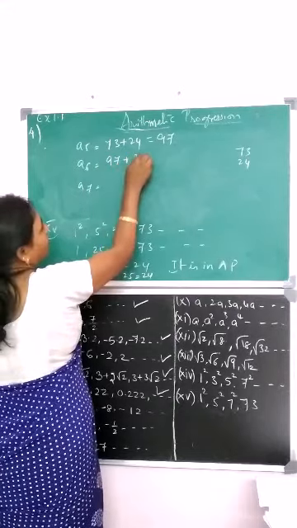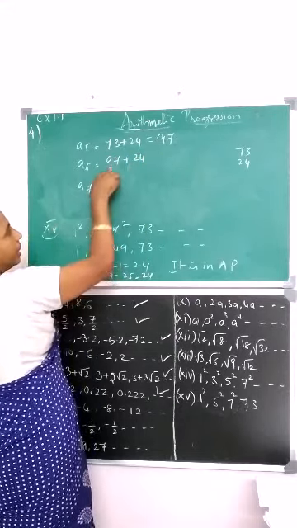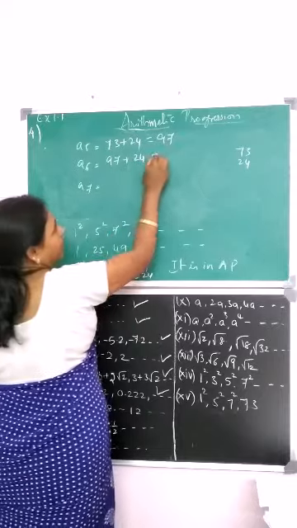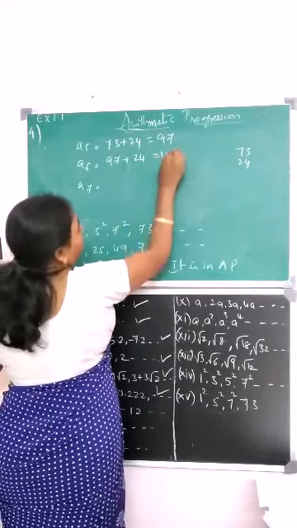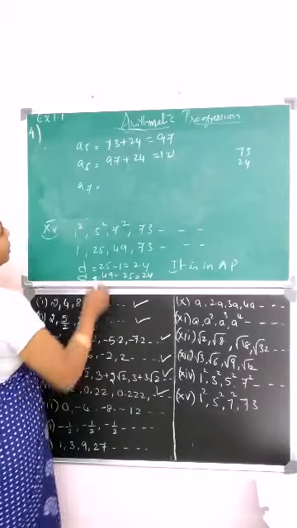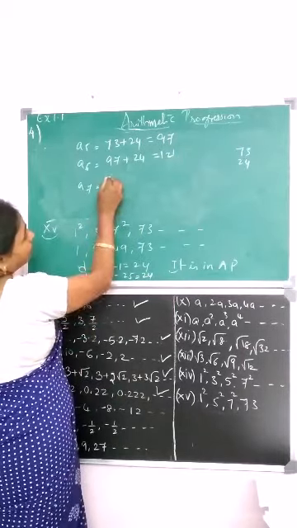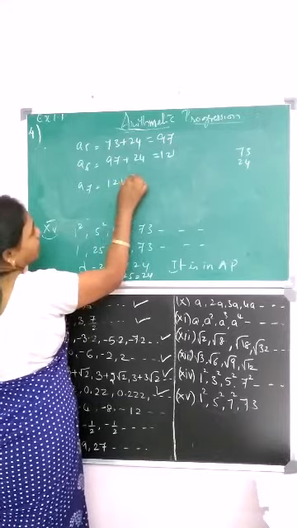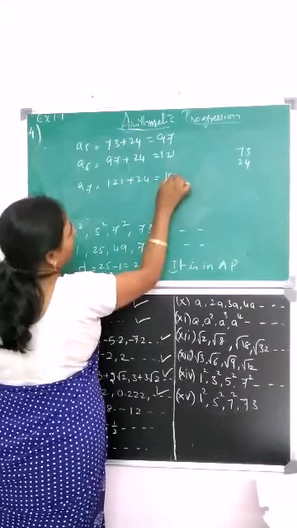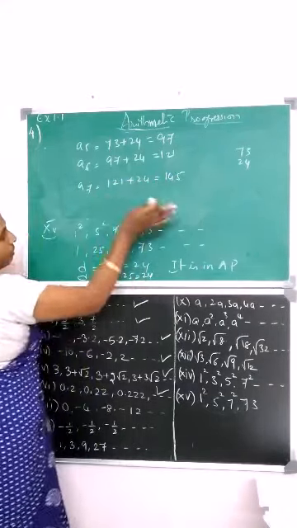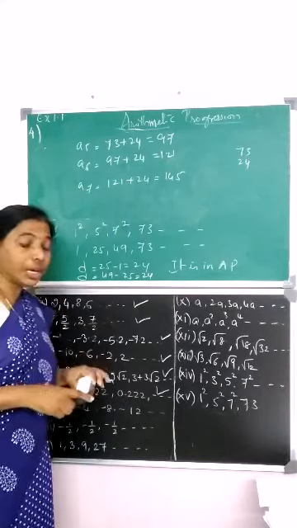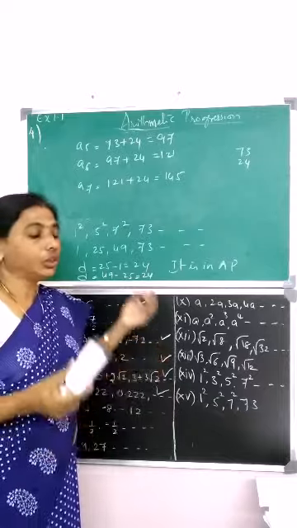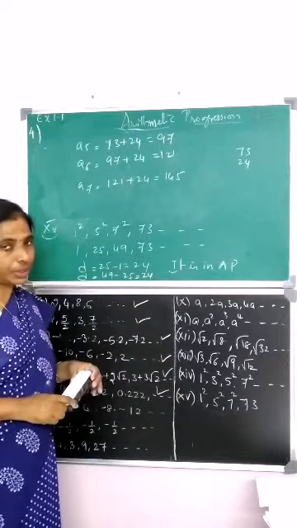97 plus 24. ಈ 97 ಇಲ್ಲಿ ಬರ್ಕೊಳ್ಳಿ. ಮತ್ತೆ plus 24 ಮಾಡ್ಕೊಳ್ಳಿ. So how much it gives you? 9 to 11, 121. Okay na? So now 121 plus 24 gives you 145. Okay, 145.